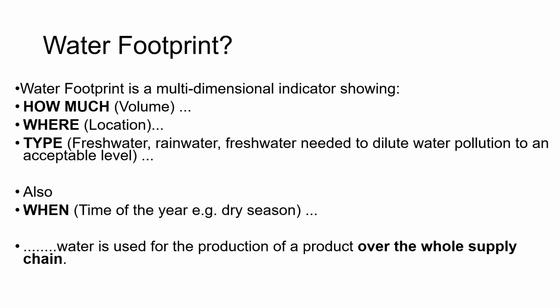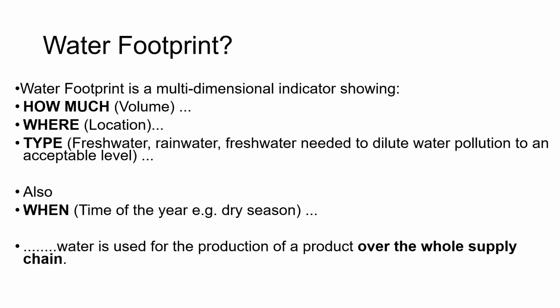So that is a multi-dimensional indicator. Water footprint shows three things: volume, in KLD or KLA, A for annum, D for day; location, meaning from where you are taking the source; and type, like fresh water, rainwater, or gray water, meaning treated water. Sometimes it is known as recycled water, reused water, or some other terms. So that is the type of water we get from the water footprint.